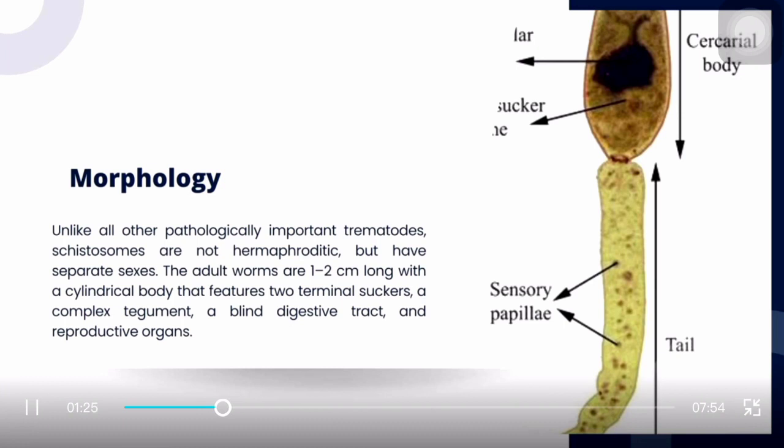Next is the morphology. Unlike all the other pathologically important nematodes, schistosomes are not hermaphroditic but have separate sexes. The adult worms are 1 to 2 cm long with a cylindrical body that features two terminal suckers, a complex ligament, and a digestive tract and reproductive organs.